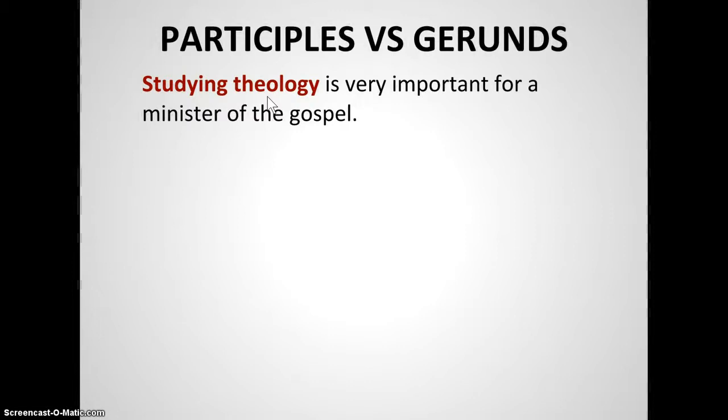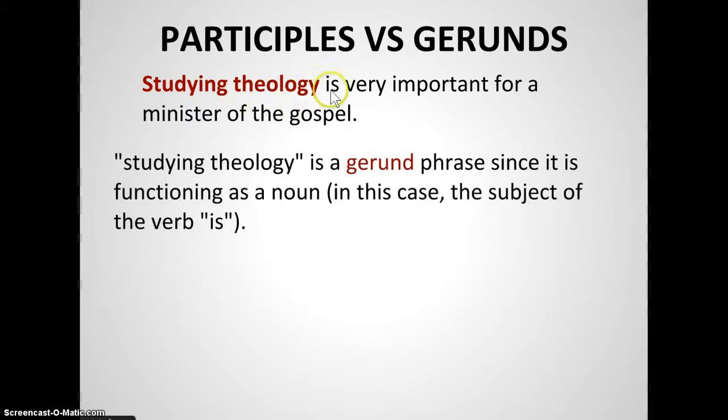So if it's a participle, then we know it's going to be modifying some noun. If it's a gerund, then we know it's going to be performing one of those noun functions, either a subject, an object, predicate nominative. So when we look at studying theology here, we have to ask ourselves, if it's a participle, what noun is it modifying? If it's a gerund, what noun function is it performing? Well, it's very obvious here that studying theology is the subject of this verb is. And since it's a subject, and since subject is a noun function, and since gerunds perform a noun function, studying theology here is a gerund.